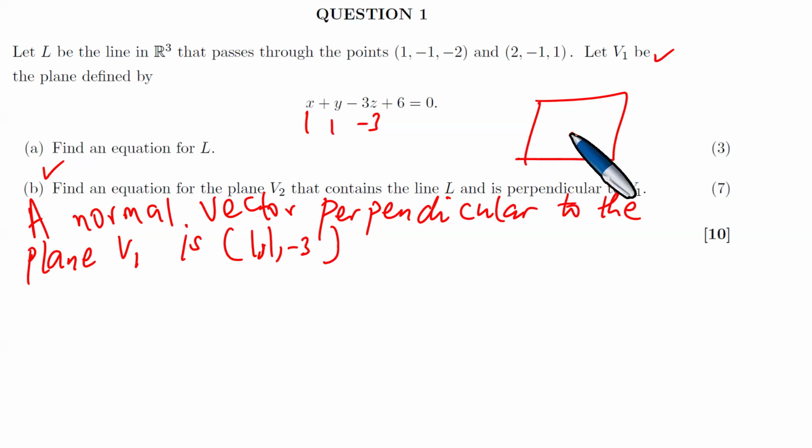Here is a plane, and you have a normal. This normal is perpendicular to the plane, and it is the vector (1, 1, -3). Just the coefficients: the coefficient of x is 1, that of y is 1, and the coefficient of z is -3. Okay, right, so full stop.